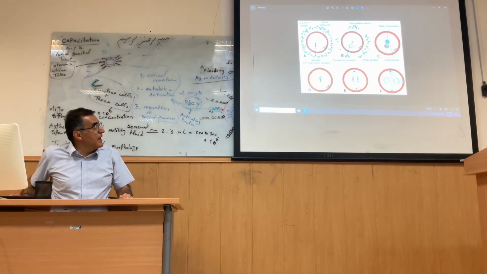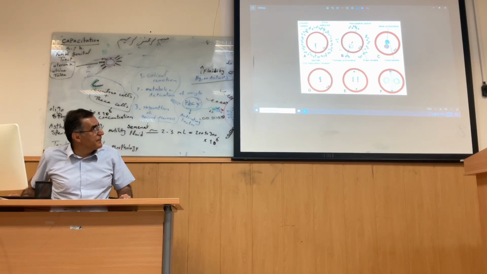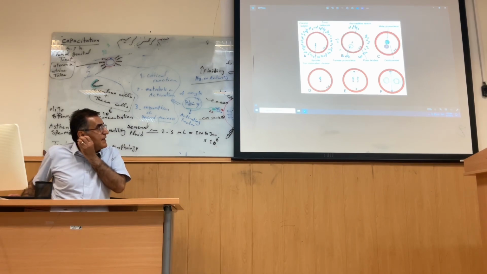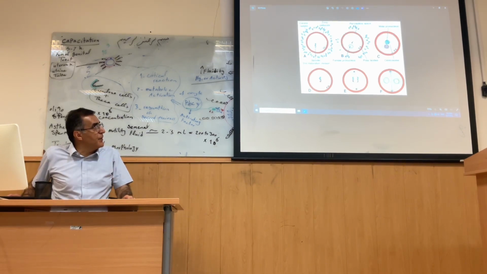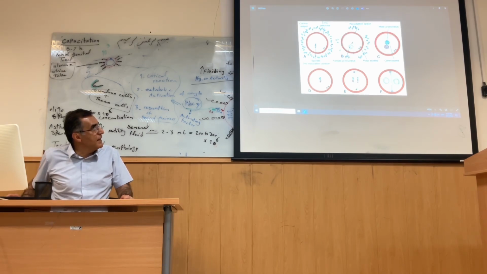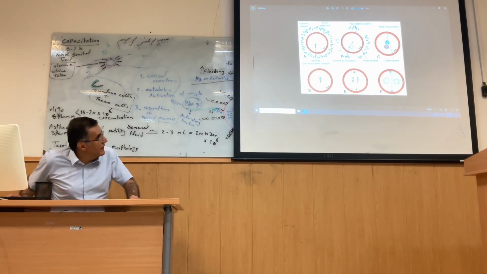The sperm fertilize the oocyte, and now I want to continue about what happens after fertilization. After the fertilization, two temporary membranes are produced around the genome of the father and mother. For example, the blue one is male, the red one is female. We call that a pronucleus.